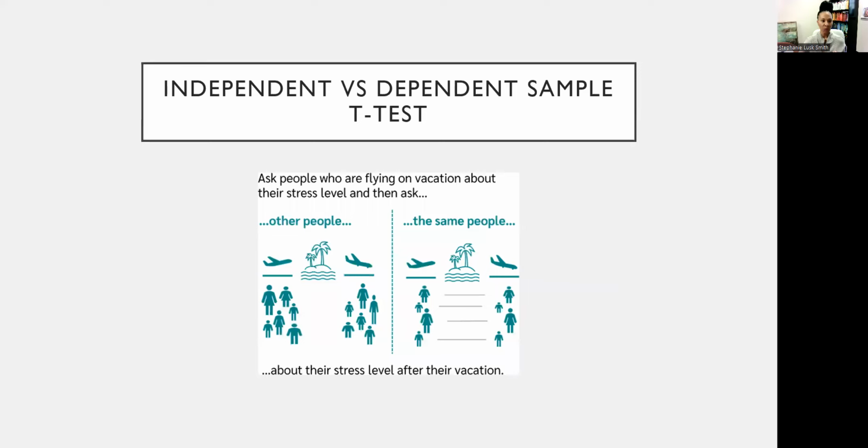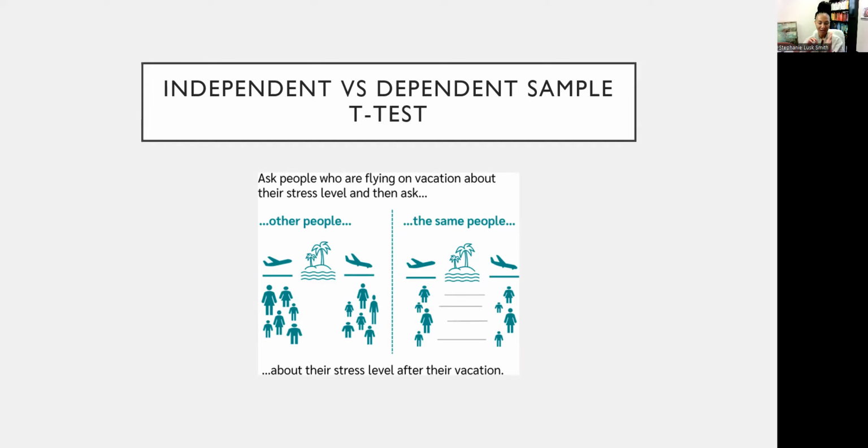So this is just a quick visual of that. So we're asking people who are flying on vacation about their stress level prior to vacation and then their stress level after vacation. So our very first one, we're looking at an independent samples t-test. So we have 2 separate groups of individuals. We're looking at their scores before, their scores after, and we're making the comparison there, right? As opposed to our dependent samples t-test, where we're looking at the same group of individuals, right?